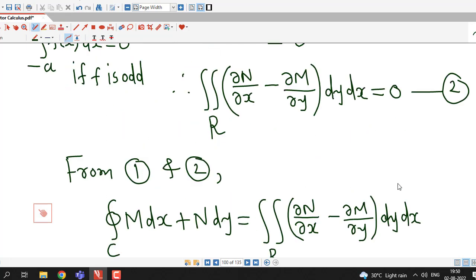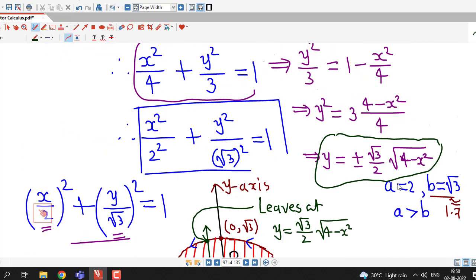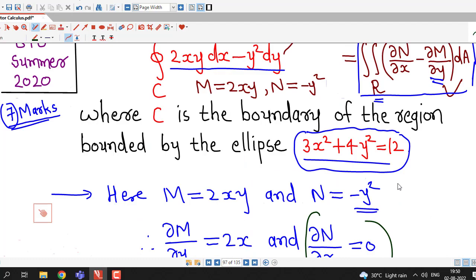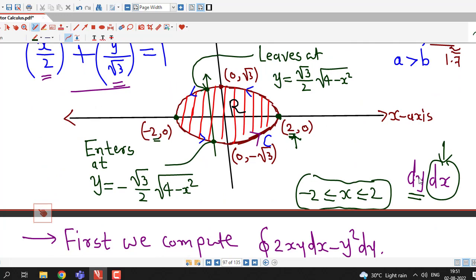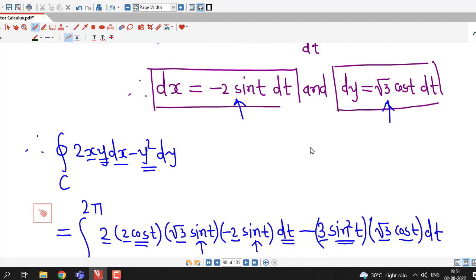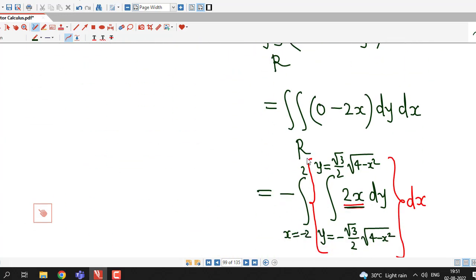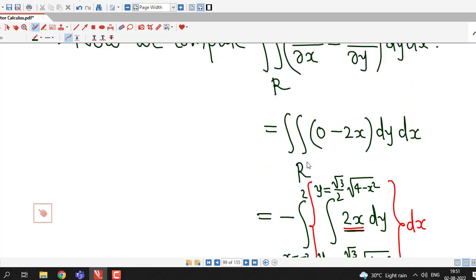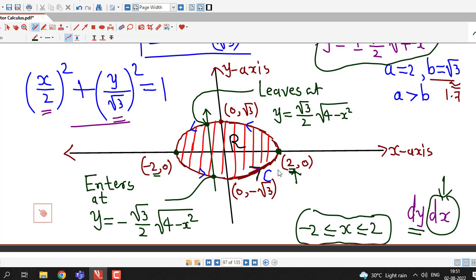So here more work is required. Whenever we have a problem related to verification, we have to compute line as well as double integral. So here first we compute the line integral, and for that we are using the boundary of the ellipse. We write down the parametric equations for the boundary of the ellipse, and using that parametric representation we find that the line integral is 0. After that we compute this double integral, and for that we are choosing the order of integration as first with respect to y and then with respect to x.